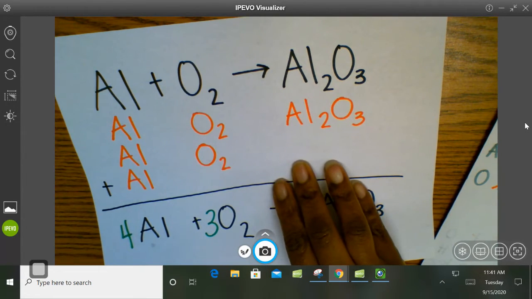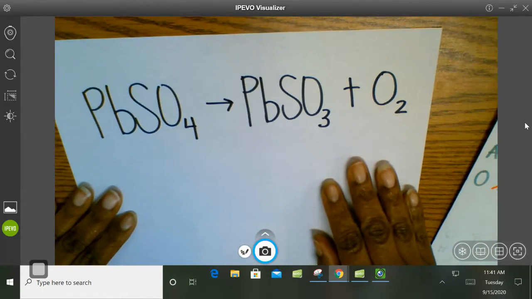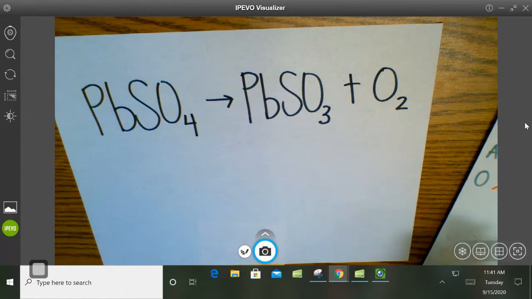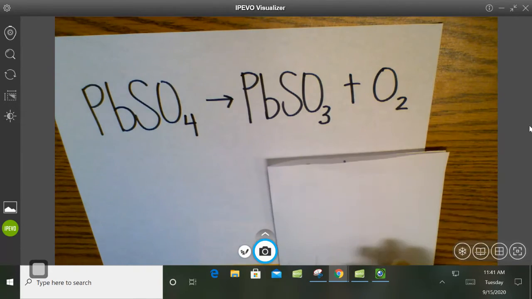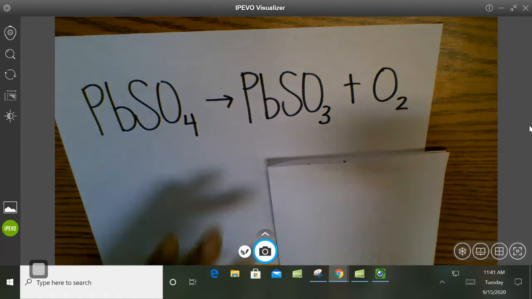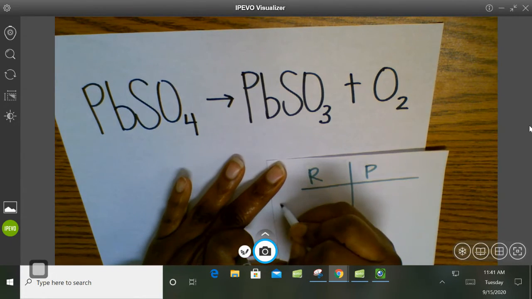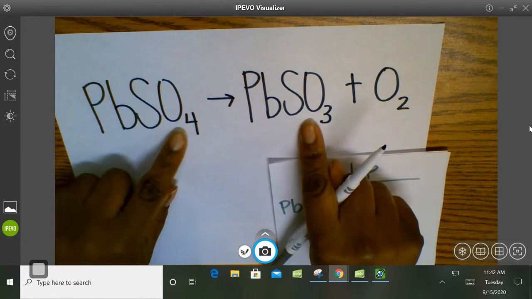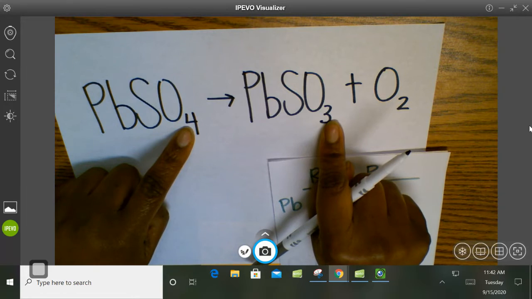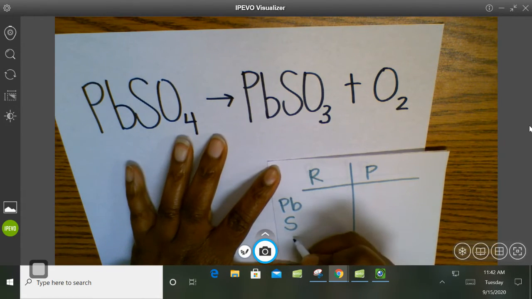All right, let's look at one more practice problem. PbSO4 yields PbSO3 plus O2. Always start with our inventory. Reactants, products. Pb. Now, if I look at this, my SO4 does not continue on the product side. It's actually SO3. So I'm going to break down and put S and O.